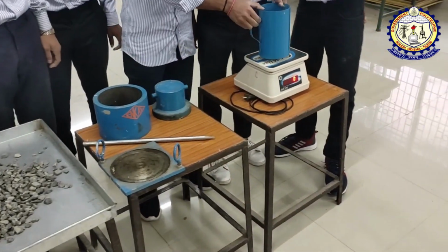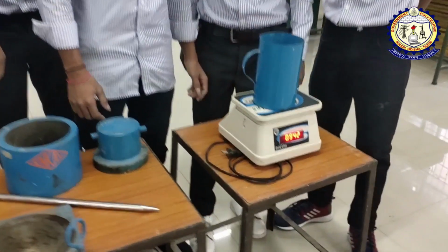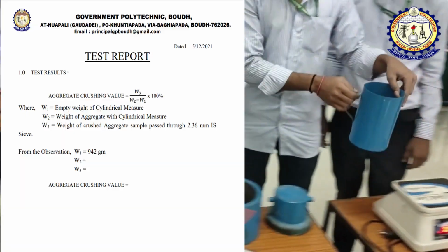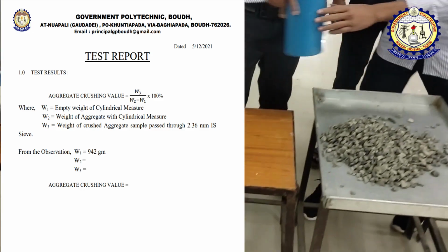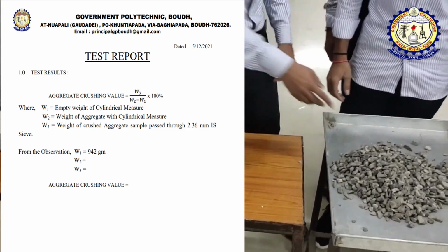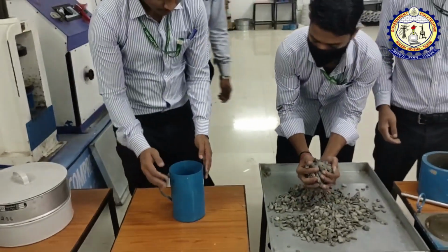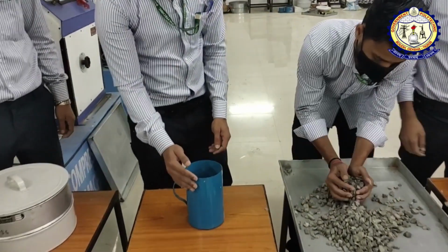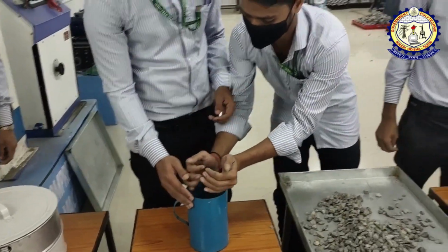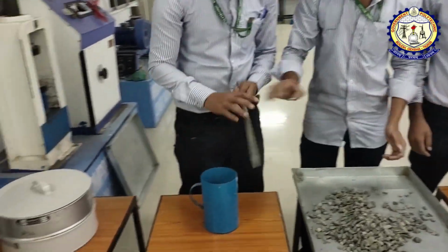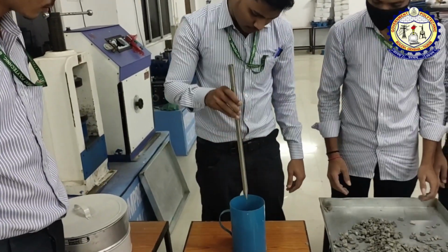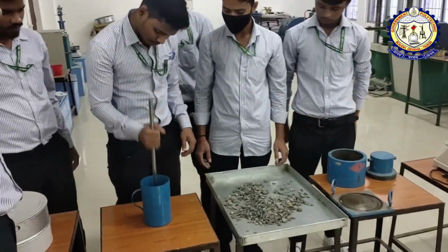Then take the empty weight of the cylindrical measure as W1, and it is 942 gram, and note the value in the observation sheet. Then fill up the aggregate sample passing through 12.5 mm and retained on 10 mm IS sieve in the measuring cylinder in 3 equal layers such that each layer is subjected to 25 strokes using the tamping rod.